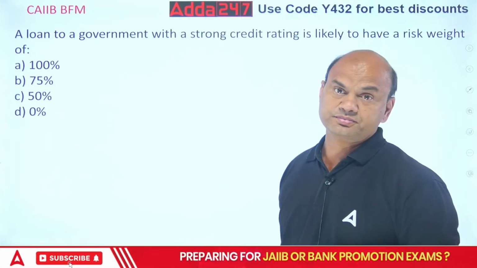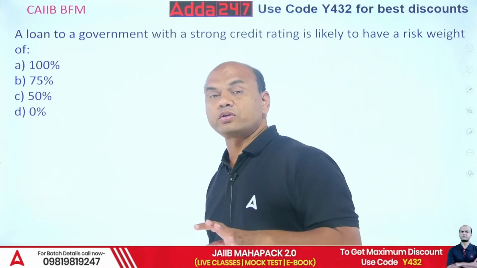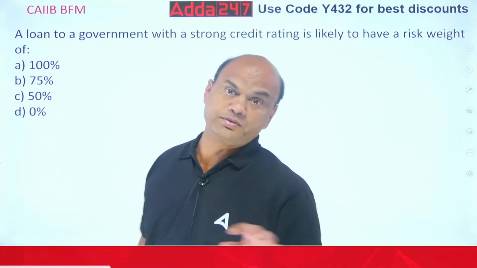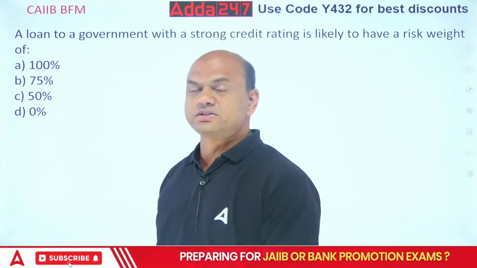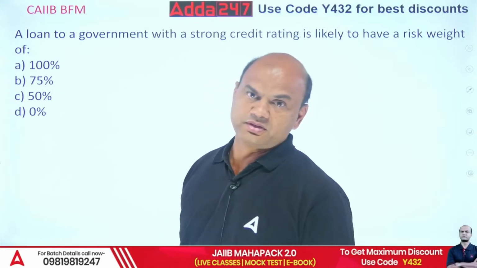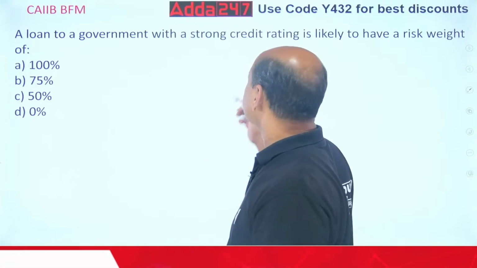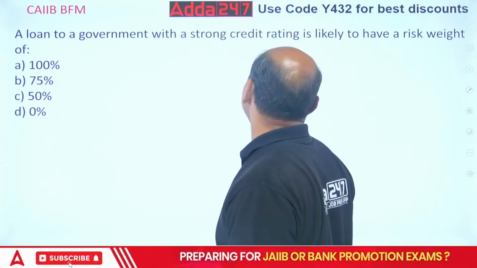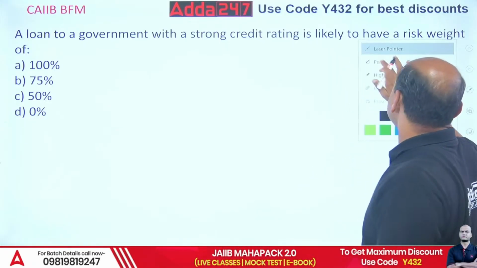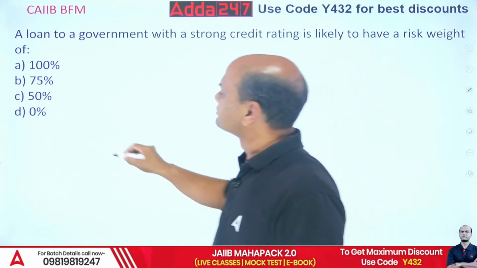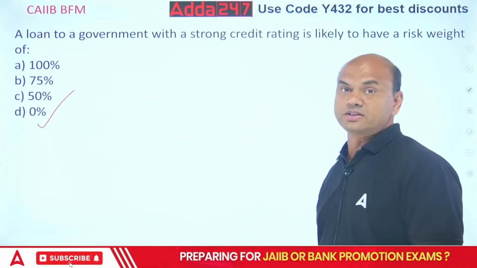100%. Then government means which government are we talking of? We are talking of central government. We are not talking of state governments over here. State governments always have a risk, 20%. Central governments don't have a risk. Okay? So what is the answer to this? Strong credit rating is likely to have a risk weight of. So what is the risk weight over here? 0%. Okay, 0% is the risk weight.